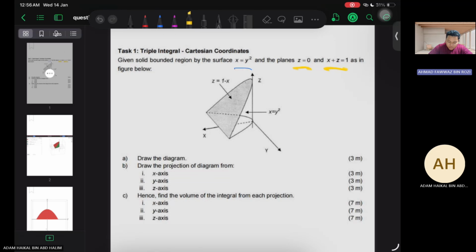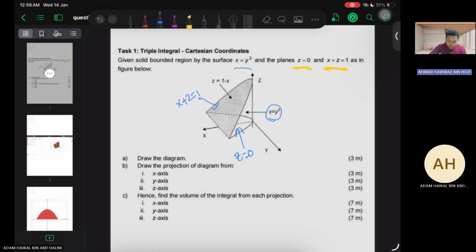Okay, the graph shows the plane z equal to 0, and the plane x plus z equal to 1, and this is the plane that is shown. The x equal to y square shows this region. This is the 3D graph, and we want to draw it. This is easier to draw using the 2D direction graph.